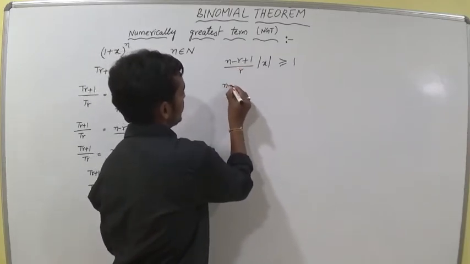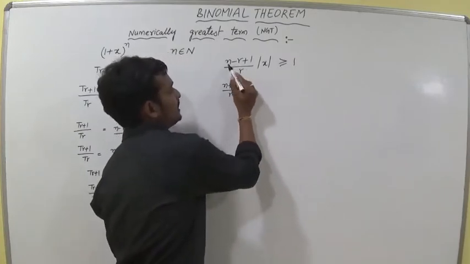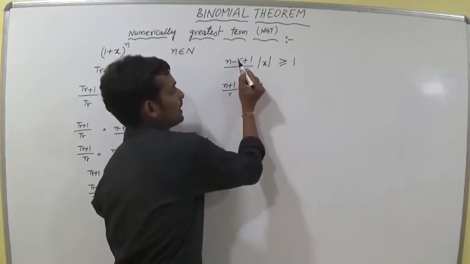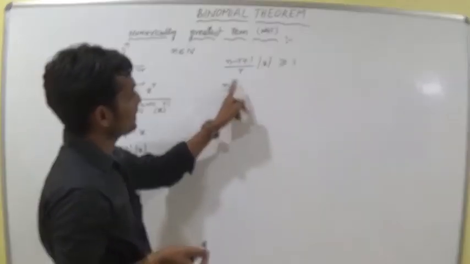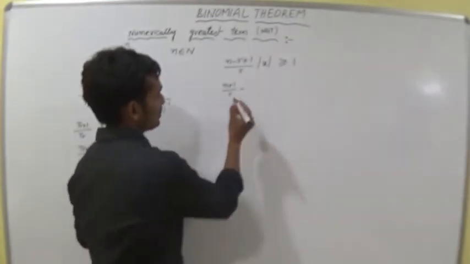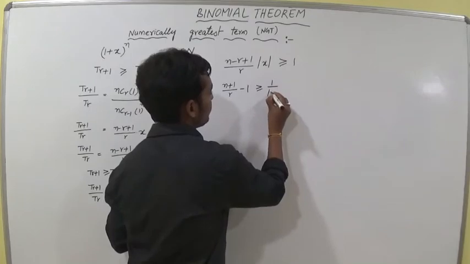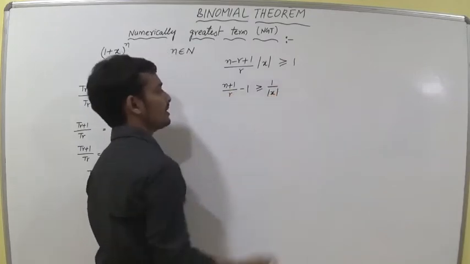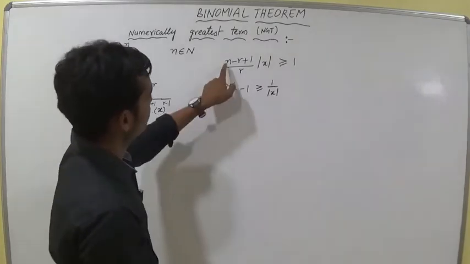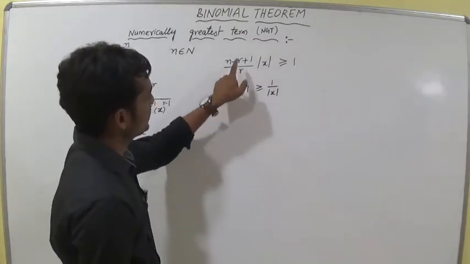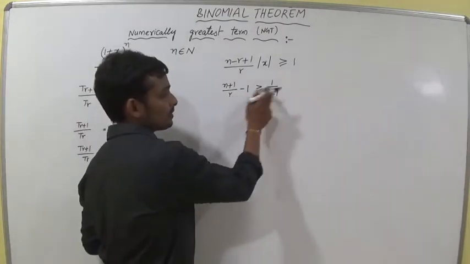The same way, I am writing a small thing here. Observe that (n plus 1) by r minus r by r, I am writing partial fractions. (N plus 1) by r minus r by r, which is minus 1, is greater than or equal to 1 by mod x. Have you understood that point, students? Here n plus 1 by r minus r by r is minus 1. Now I am transposing minus 1 to this side.